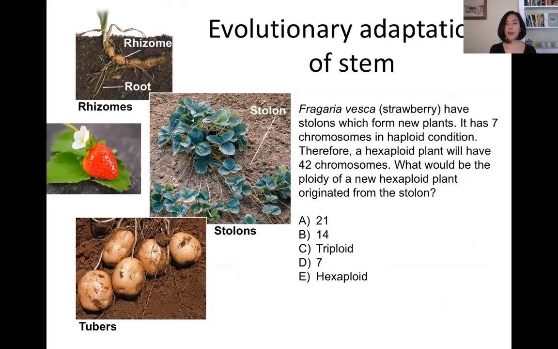I have a question for you. So this strawberry, the scientific name is Fragaria vesca. It has stolons, which form new plants, as we have described before. It has 7 chromosomes in haploid condition. Therefore, a hexaploid plant will have 42 chromosomes. What will be the ploidy of a new hexaploid plant originated from the stolon? A, 21, B, 14, C, triploid, D, 7, E, hexaploid.